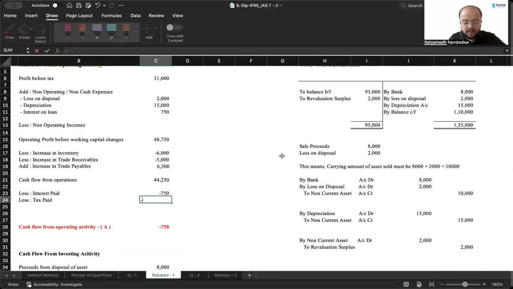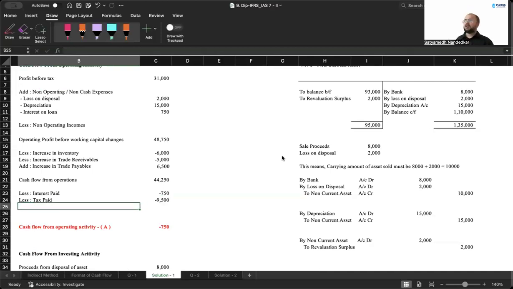Less tax paid. 9,500. I'm repeating for those who have not paid attention, or I'm repeating for those who might have forgotten. Interest payment is usually shown as a cash outflow, or ideally should be shown as a cash outflow under financing activity. But IAS 7 gives you a choice.